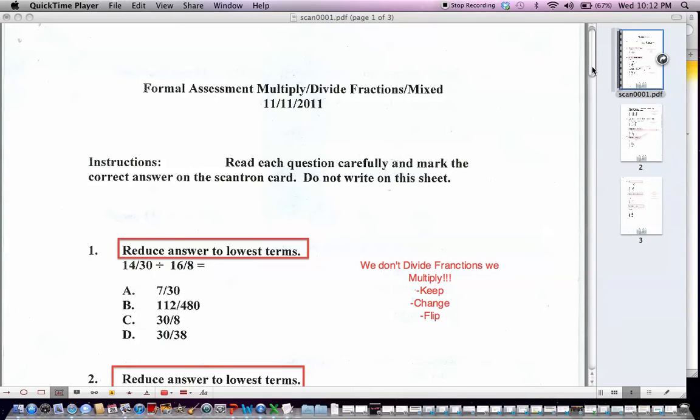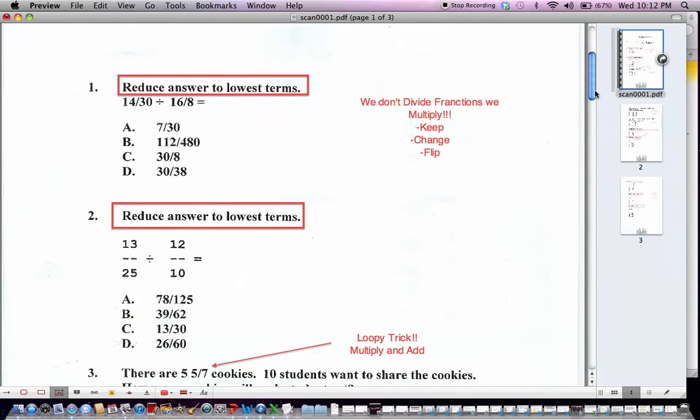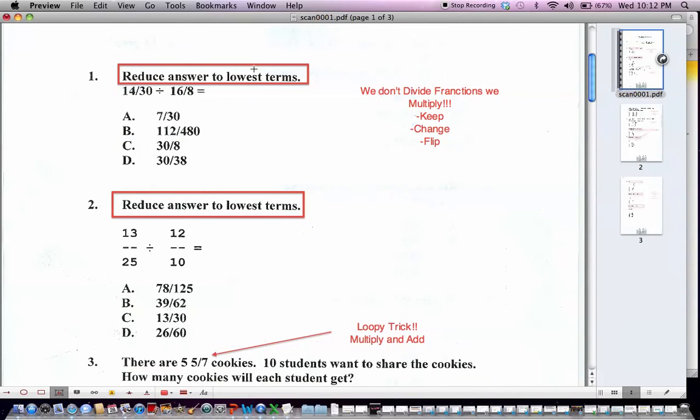Okay. Number one, we want to answer in lowest terms. We got 14/30ths divided by 16/8. Remember, we don't divide fractions, we multiply. Keep, change, flip. When you do this math, make sure you reduce your answer to lowest terms.